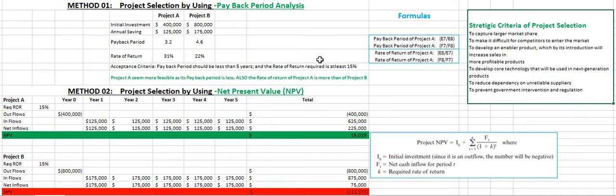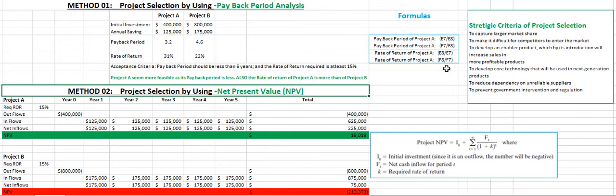So we have learned two main methods. In short, we summarize our lecture: payback period analysis and net present value. Also, there are other tools used in the selection of projects, such as metrics in which managers of a company give ratings to projects on the basis of different factors. So this is also a method of analyzing projects.